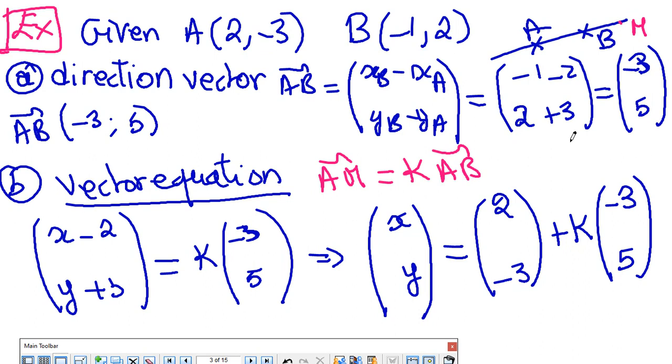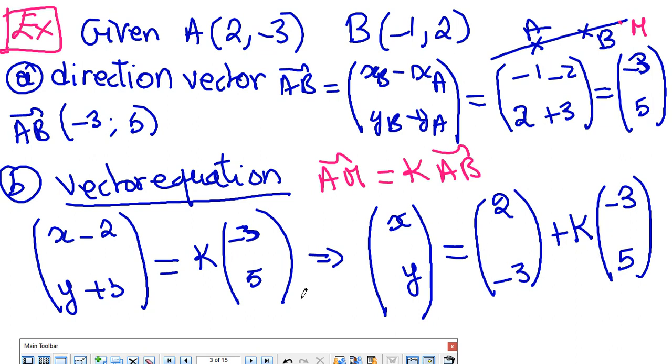Now, this is the direction vector AB. Now, how can I find the vector equation of this line? As I said, if M is a point here on the line, I know that AM and AB are collinear. What does it mean? AM is equal to k AB. So, what are the coordinates of the vector AM? It's x minus 2, y plus 3, because y minus (-3), is equal to k times (-3, 5). And now if I take the 2 and the -3 to the other side, this is the vector equation of the line AB. So (x, y) is equal to (2, -3) plus k times (-3, 5).